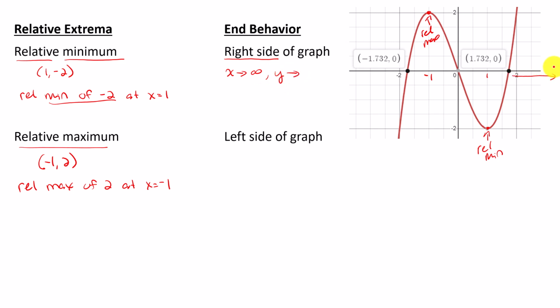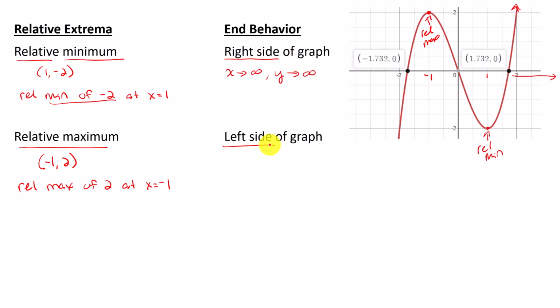Well, as x approaches infinity, you see that those points are going to get higher and higher because there's an arrow here and that's going to keep going up. So as x gets infinitely large, y in this case also gets infinitely large. So y approaches positive infinity because it's going up. So that's the notation we're going to use.